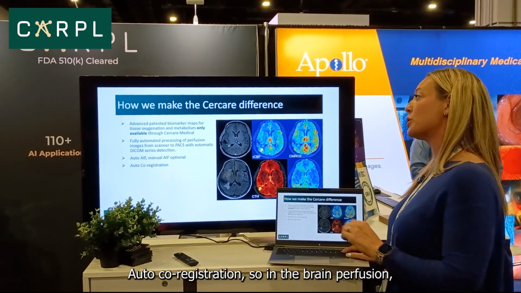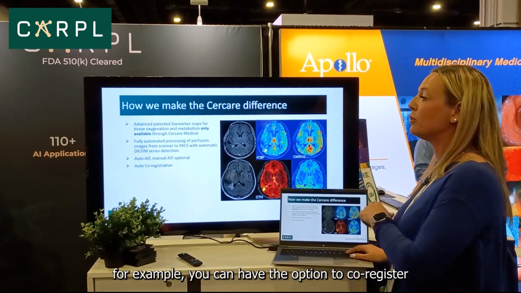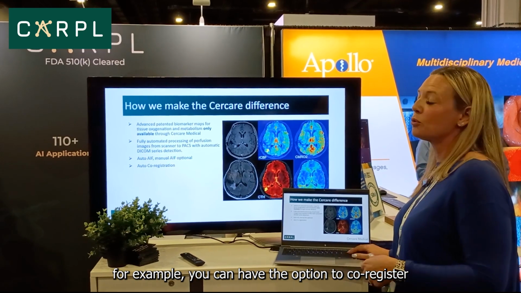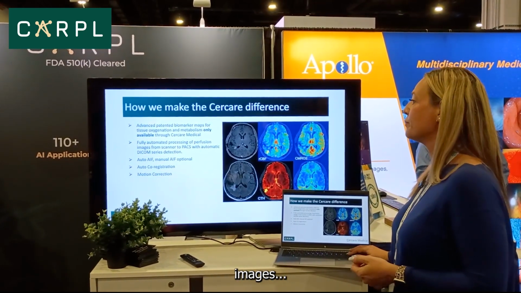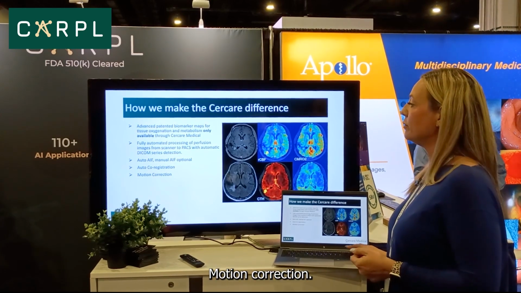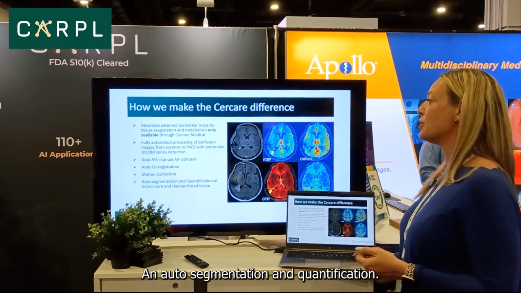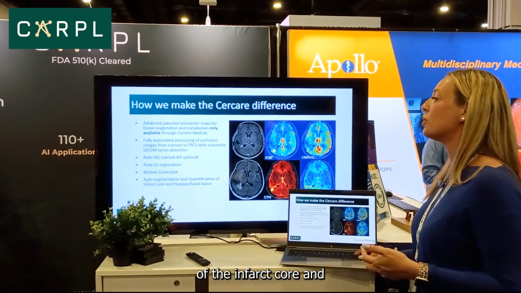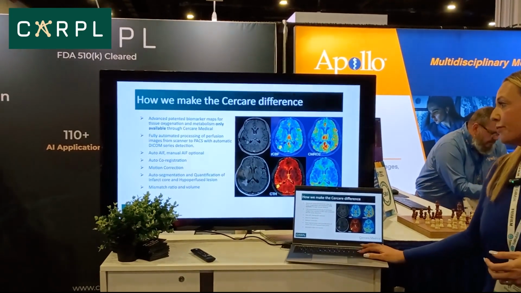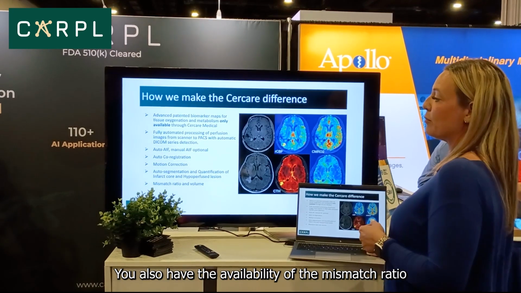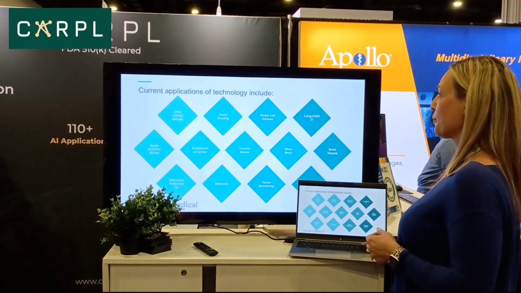Auto co-registration, so in the brain perfusion, for example, you can have the option to co-register with your T2 FLAIR or your T1 pre and post contrast images. Motion correction, and auto segmentation and quantification of the infarct core and hyperperfused lesions for stroke in MR and CT. You also have the availability of the mismatch ratio and volume.